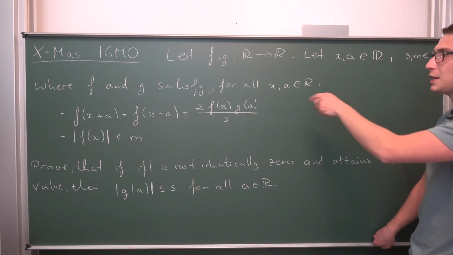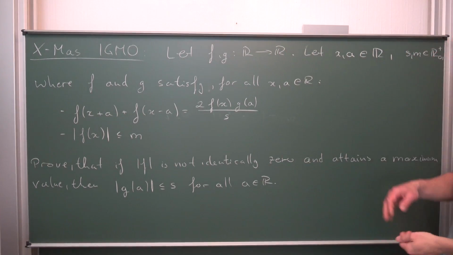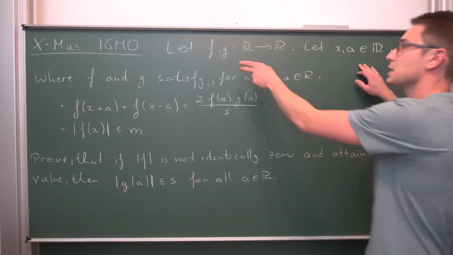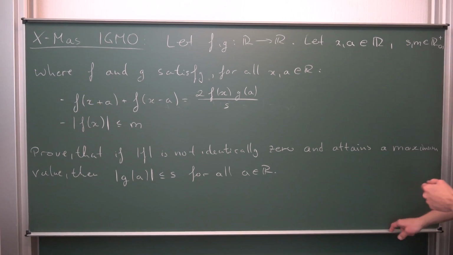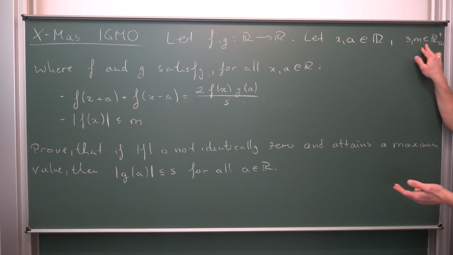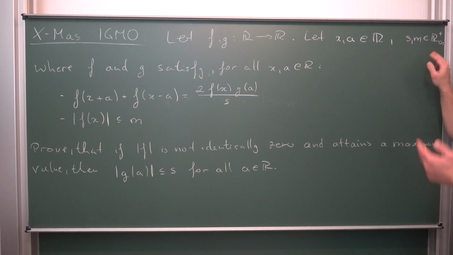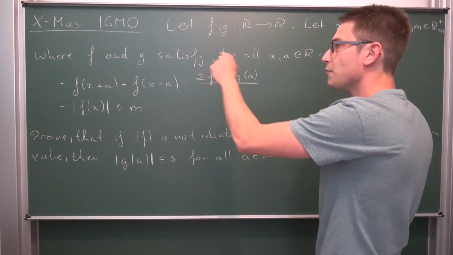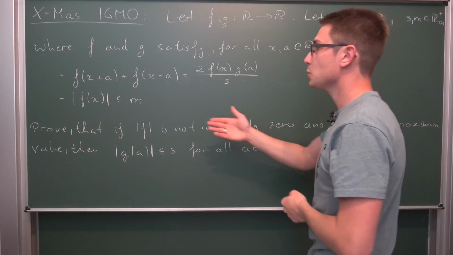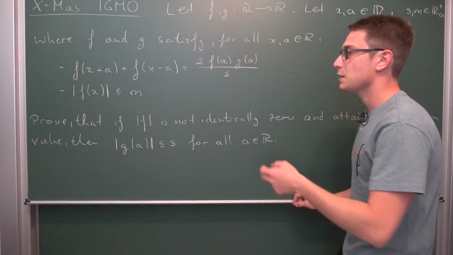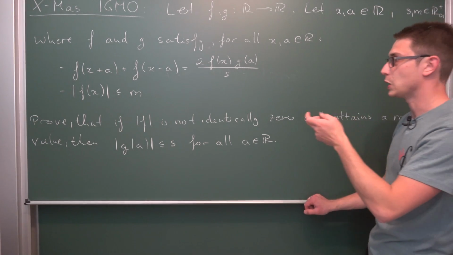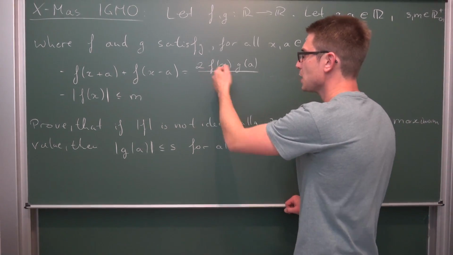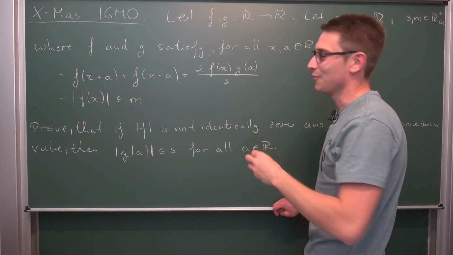Now, we are going to let f and g be real-valued functions, and we want to let x and a, so the inputs in f and g, to be elements of the real numbers, since they are real-valued functions. Also, we have two positive constants, which can also be 0, s and m, where f and g satisfy for all their inputs those two conditions, namely that if we add two translations in f together, one to the left and one to the right, we are going to get that this is equal to 2 times f of x times g of a divided by s.